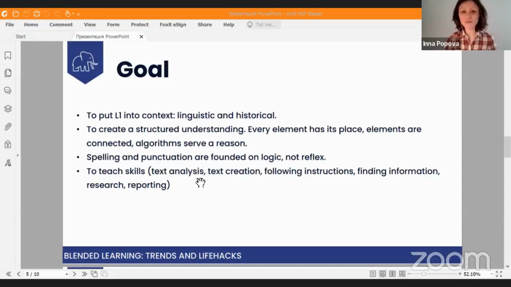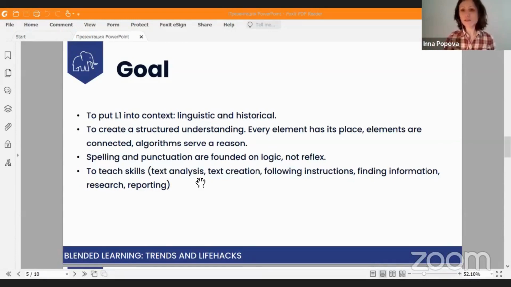Spelling and punctuation, of course, are very important. There is some time dedicated to practice, but the explanation of the rules is founded on logic and not reflex. So usually there are some rules that, after practicing them with 100 exercises, a student just automatically writes the right thing usually. But after that, the student can forget the rule, right? Because they don't understand the rules, they memorize them, use them, write the test, maybe forget them later. What we do, we try to explain the rules, putting them in the context of the language levels. So I will show you later what levels I mean.